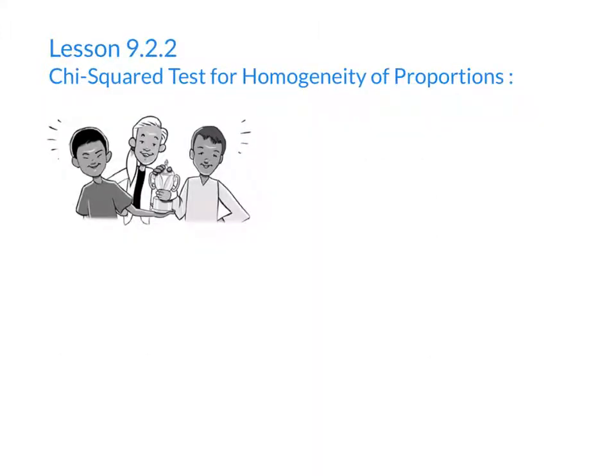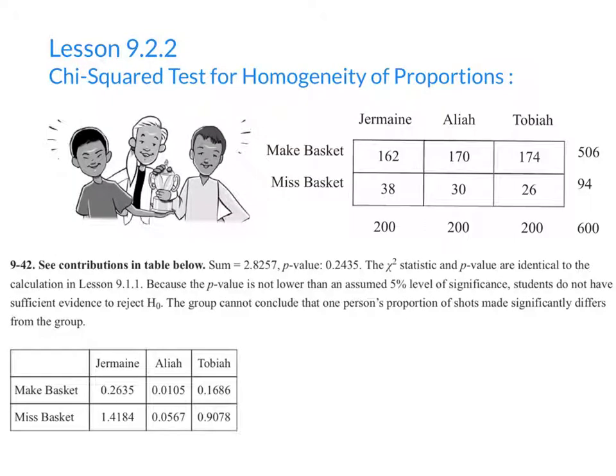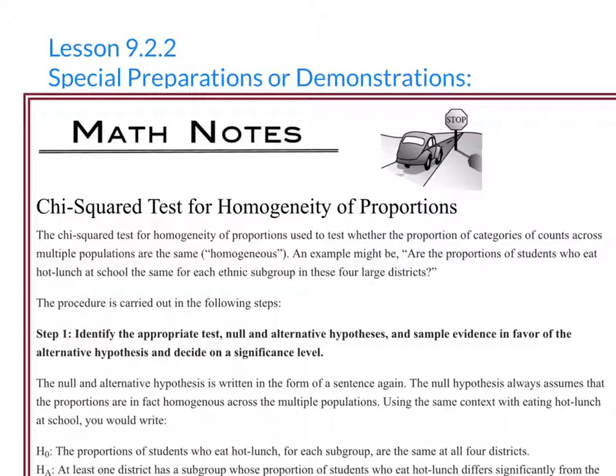Lesson 922 wraps up the trash ball scenario, with the 3 hypothetical students completing a single test of homogeneity for the information they collected and introduced in Lesson 831. Lesson 922 contains a math notes box for the chi-squared homogeneity test.